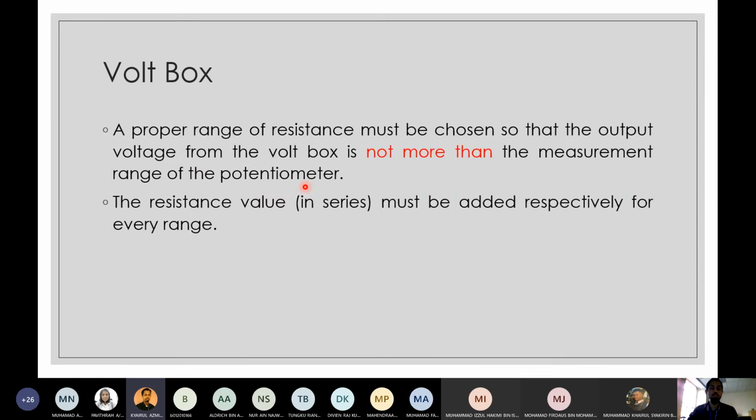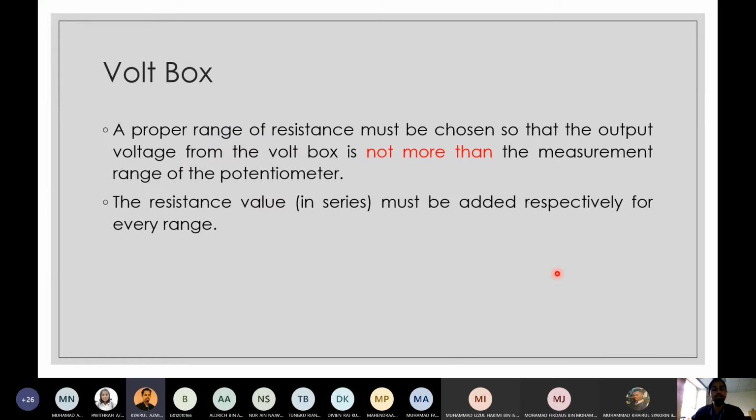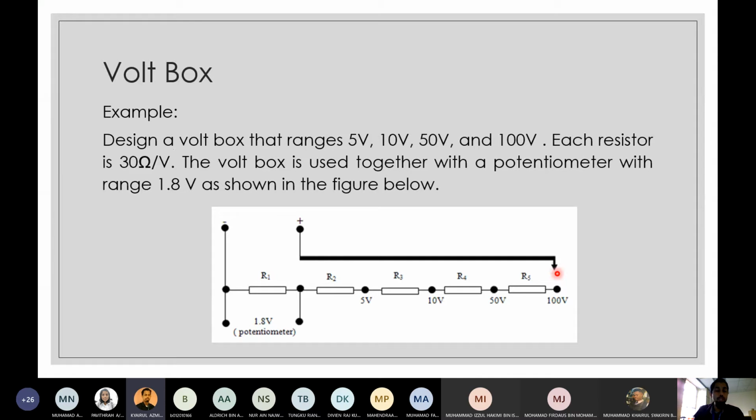Okay, how we do it? So a volt box, we must set the resistance value to ensure that the output does not exceed the measurement range of the potentiometer. So we add, because the resistances are all positioned in series. So if we add them together, the resistance will increase. That means the amount of current that flows will decrease, and we can measure higher range of voltages. Okay. So let's look at the simple example here.